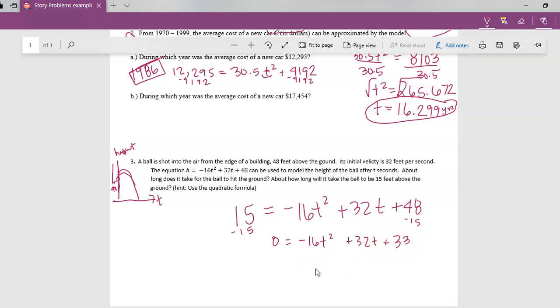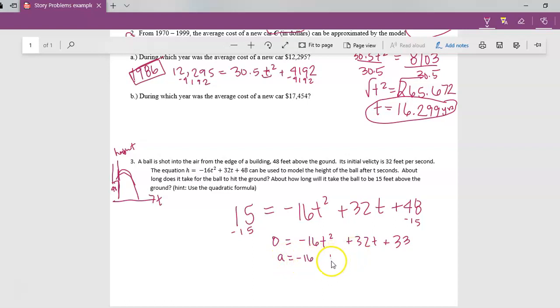Now, I don't really see a common factor between 16, 32, and 33. This may be factorable, but it's going to give me some pretty huge numbers. So because of that, I'm actually thinking it's probably just going to be easier to plug this into the quadratic formula instead of trying to find the numbers that multiply to -16 times 33 and add to 32. You can use either method. It's up to you. Sometimes they will not be factorable, sometimes they will. But to me, it just seems easier to go ahead and use the quadratic formula here than try to decide if it's factorable because the numbers are so big. So I'm going to do that.